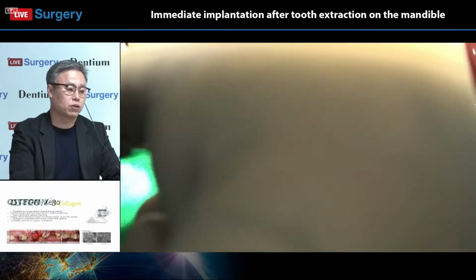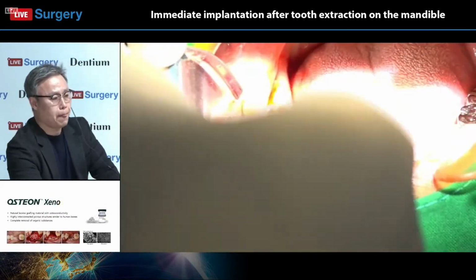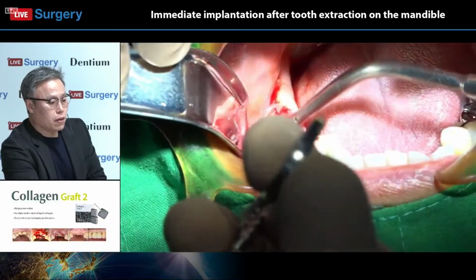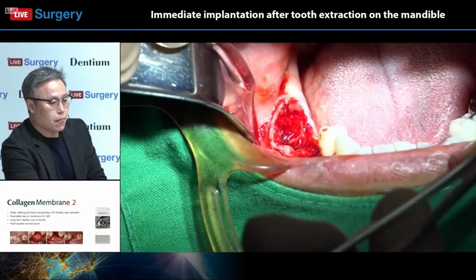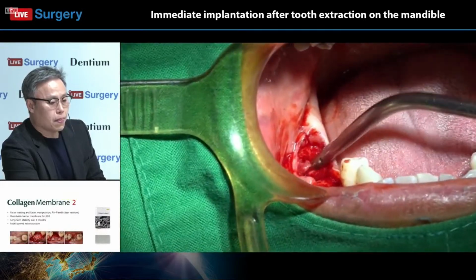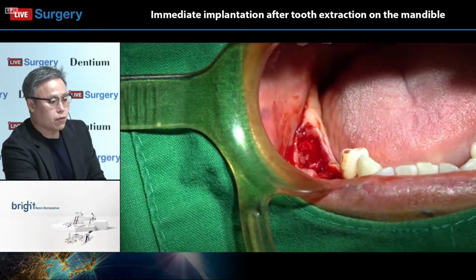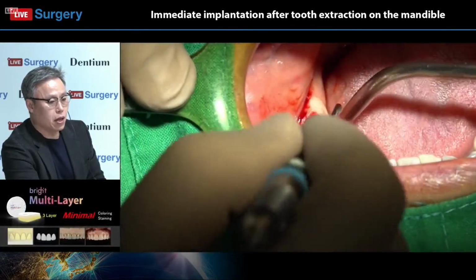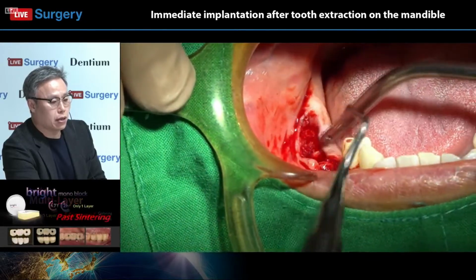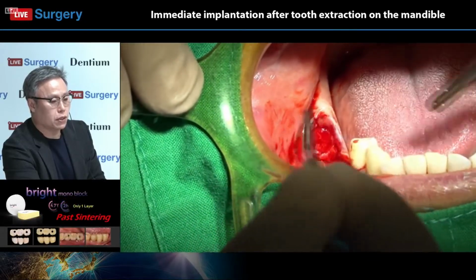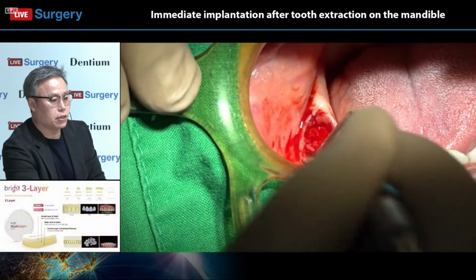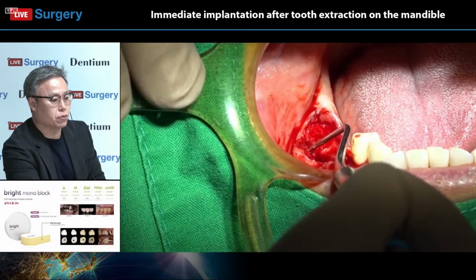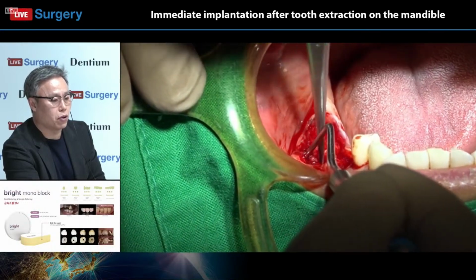And removing the granulation tissue with the hemostat. And clearly, we can see the defect configuration and how much the bone loss on the buccal side, how it looks like on the lingual side. So it's very, very helpful deciding what kind of bone graft procedure we have to do and what kind of barrier membrane we have to use.